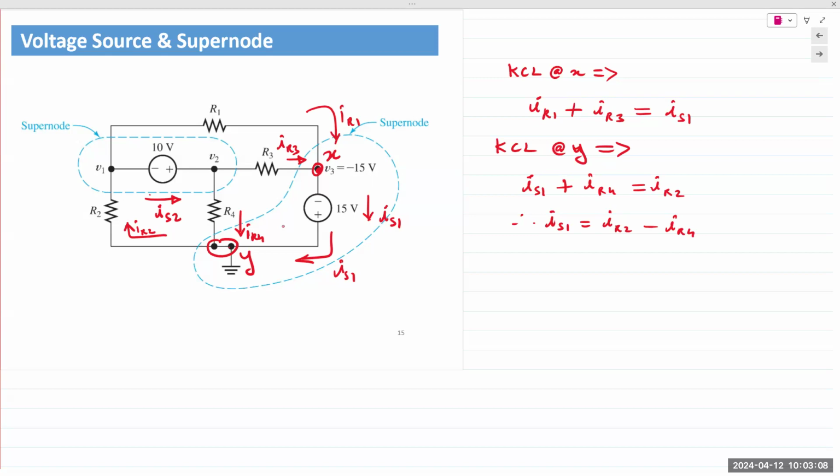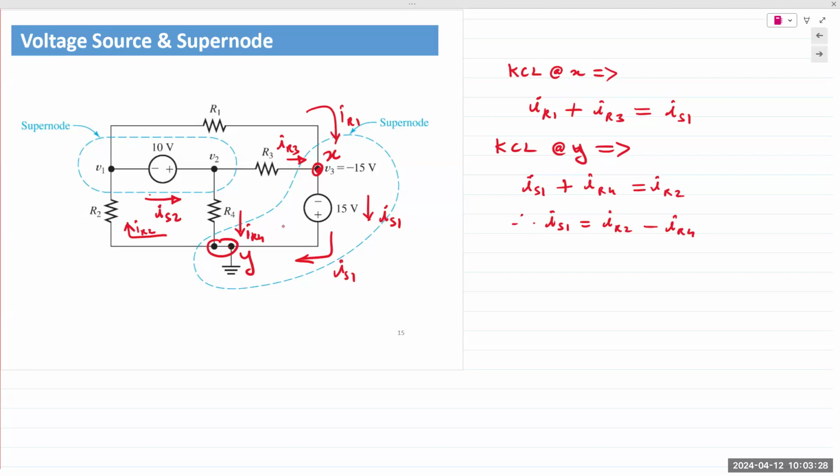When I apply KCL, I obtain two currents entering at the top, one current leaving, which is IS1. When I apply KCL at the bottom, I have two currents entering, IR4 and IS1, and then one current, IR2, leaving. I can express all of them except for IS1 in terms of the resistor voltages.